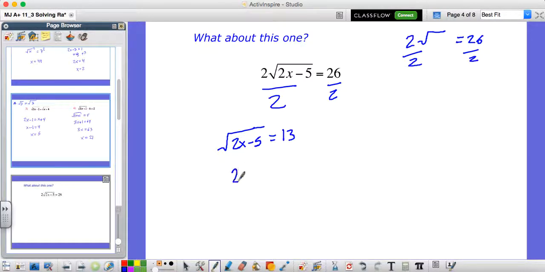Squaring both sides, 2x minus 5 is equal to 169. Add 5 to both sides, 2x is equal to 174. Then we take 174 divided by 2, we should get 87. So here when you're multiplying a constant times a square root, please just divide it. Do it how you would normally do solving for x.